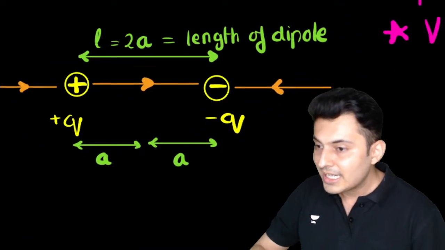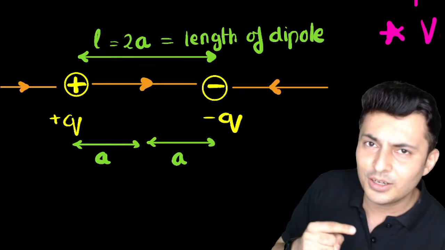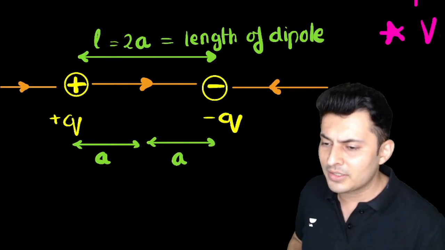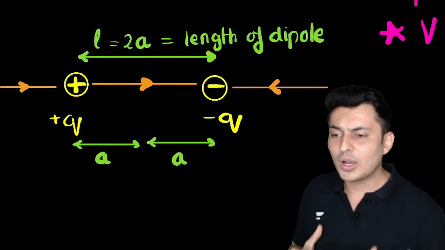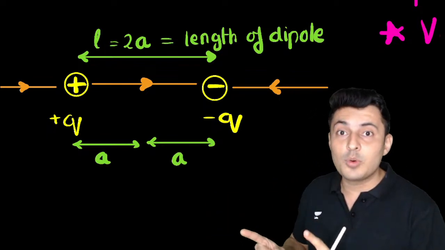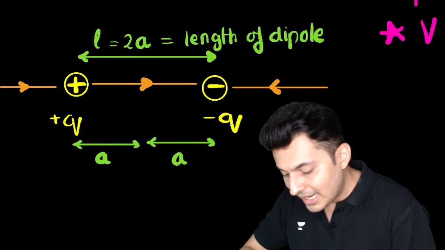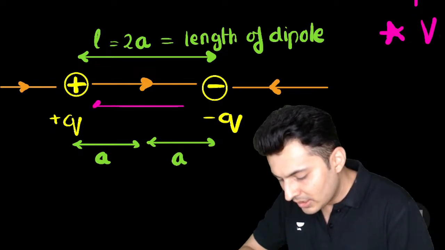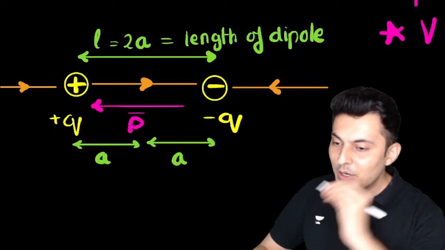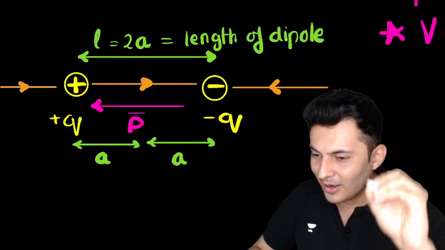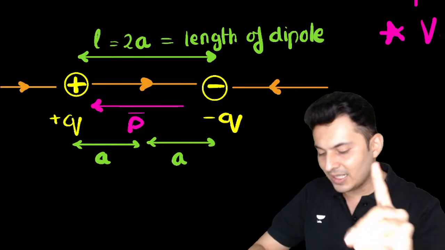So my dear students, in this particular diagram, is the dipole moment vector towards your right side or towards the left side? Spam in the chat box. Very good. Come on, guys, think and tell me. Remember, it is always from negative to positive. Hence, the dipole moment will be towards the left side. Exactly. Very good.